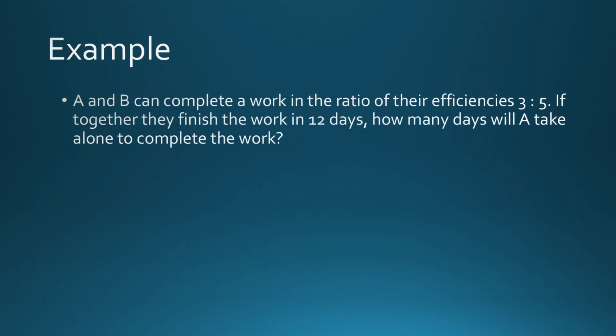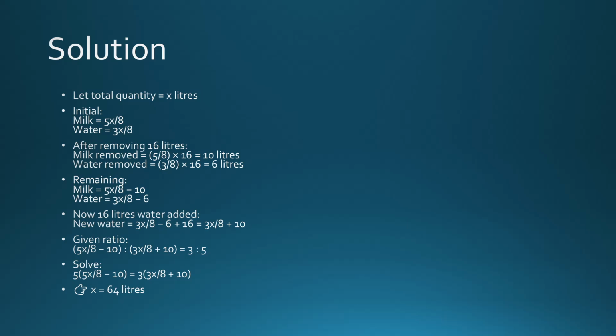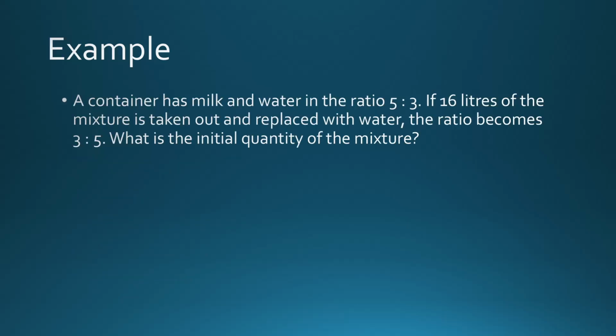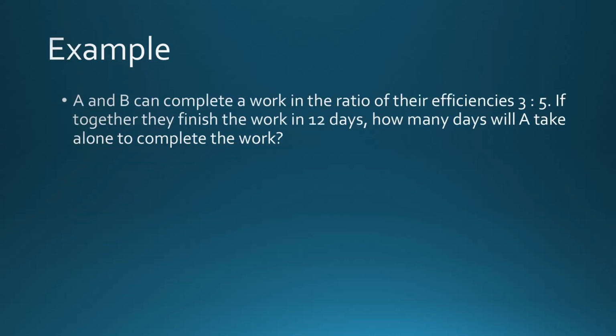Now here you see, in the last question there was ratio and mixture. In this question we have ratio and work. So the question is, A and B can complete a work in the ratio of their efficiencies 3:5. If together they finish the work in 12 days, how many days will A take alone to complete the work? Okay. So together A and B are taking 12 days to finish the work. In how many days can A alone finish the work? And their efficiencies are given in the ratio 3:5.